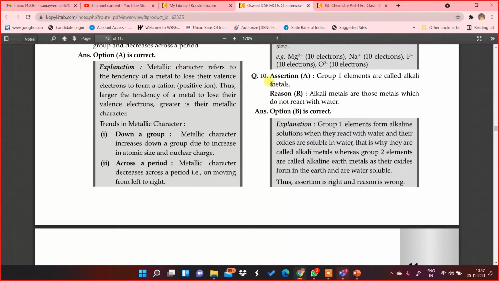Then moving to question number 10. Assertion A: Group 1 elements are called alkali metals. Correct. Reason R: alkali metals are those metals which do not react with water. False. So again option B. A is true, but R is false.